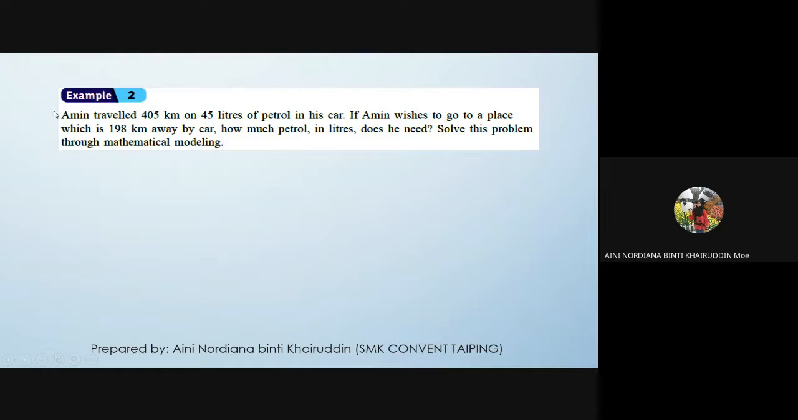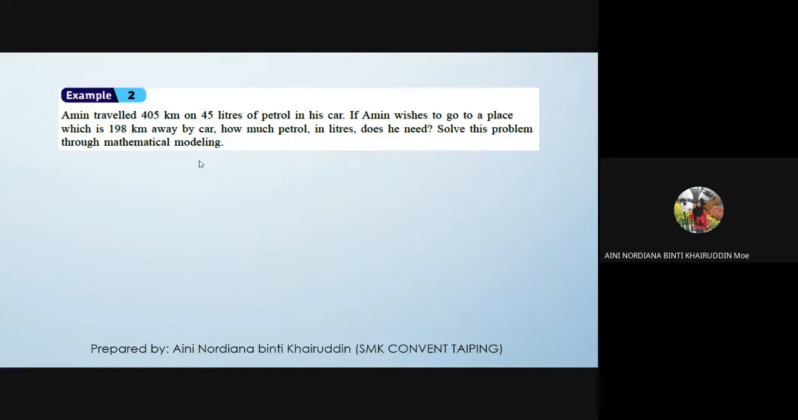Real life problem. Amin travels 405 kilometers on 45 liters of petrol in his car. If Amin wishes to go to a place which is 198 kilometers away by car, how much petrol in liters does he need? Solve this problem through mathematical modeling. Bila soalan tu minta solve this problem mathematical modeling, macam biasalah kita ada 6 step tu.